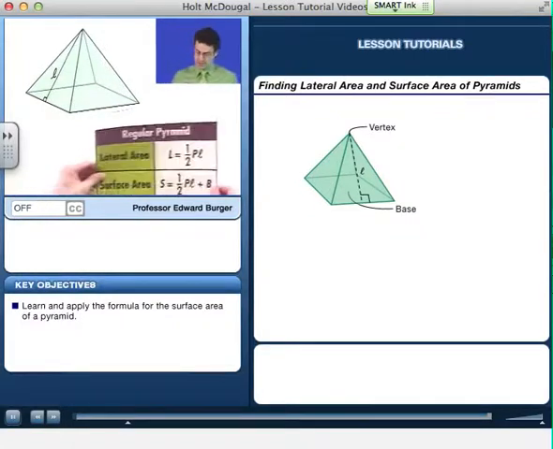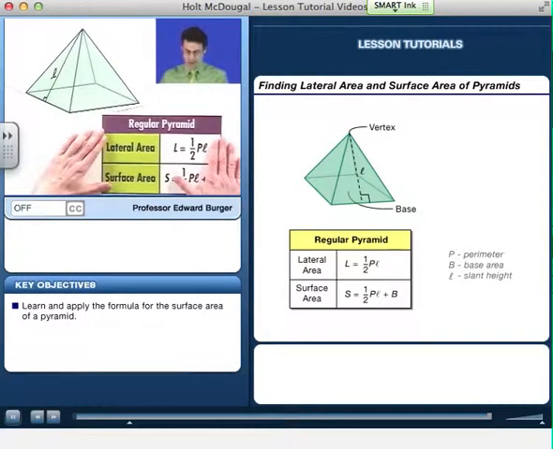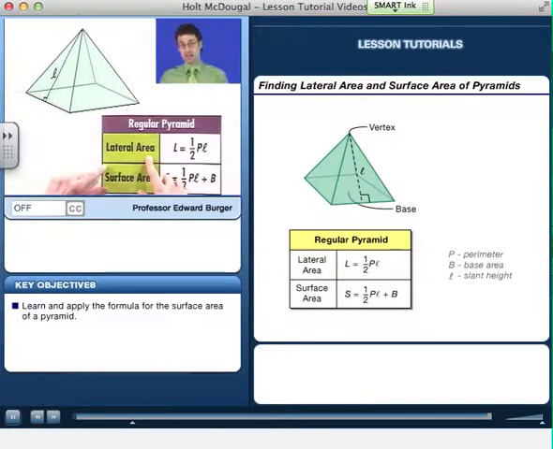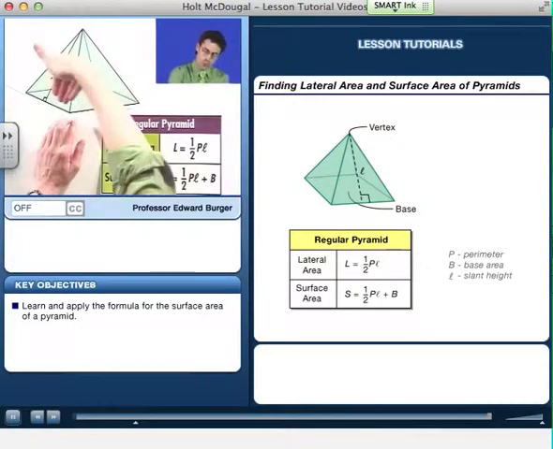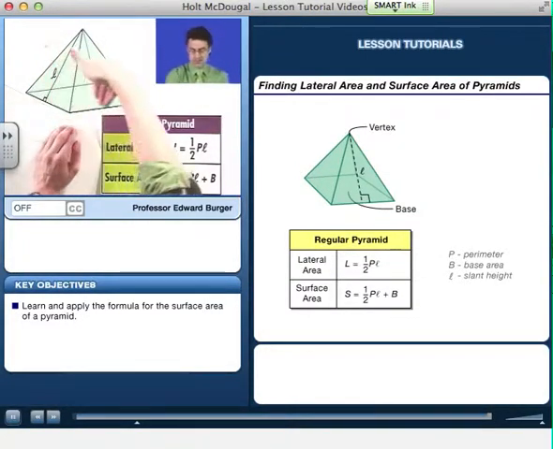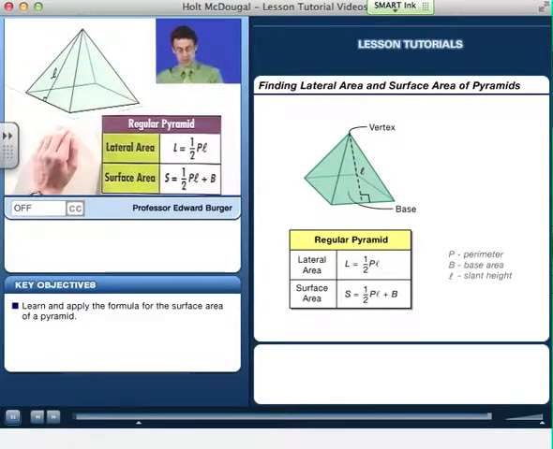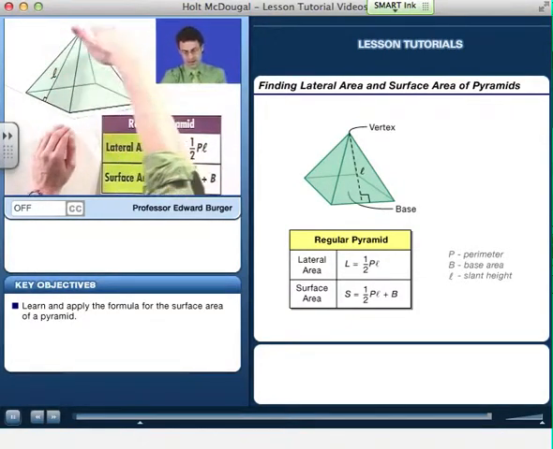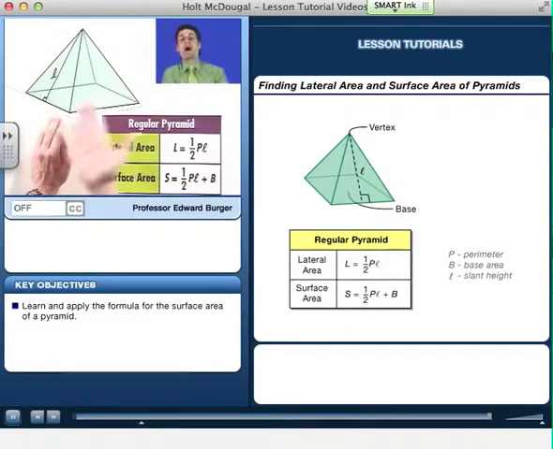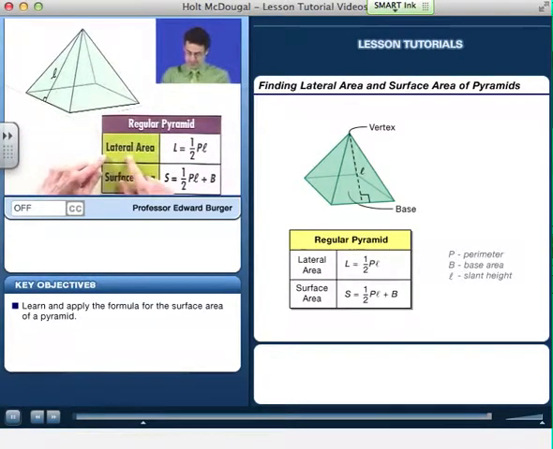So let's take a look at a couple of the objects we can measure here. One thing we can measure is the lateral area. What's the lateral area? Well, you might remember that's just the surface area around. So in this case, it would be the surface area around the pyramid, which means the surface area of everything except for the bottom.